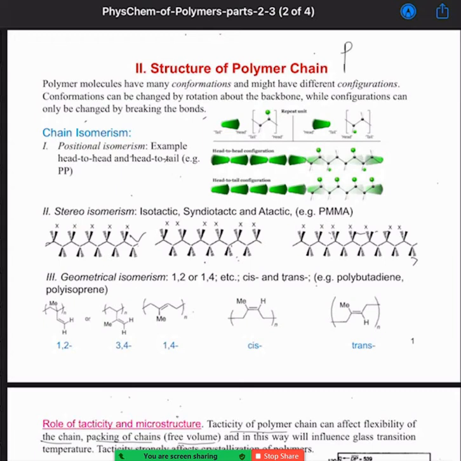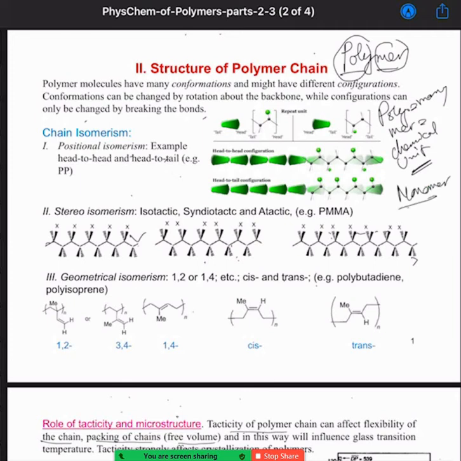Now, polymer, the name itself is composed of two aspects. One is poly, another is mer. Now poly means many and mer means chemical unit. So the name itself implies that polymers are composed of many chemical units which are called monomers. Now mono means single. So single chemical units together compose polymers.